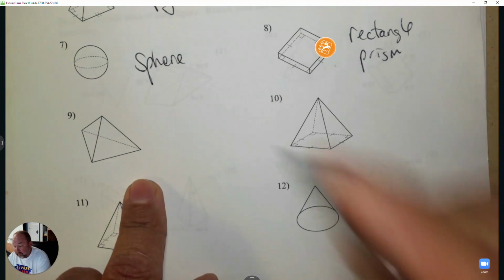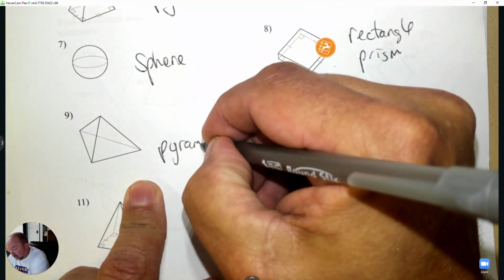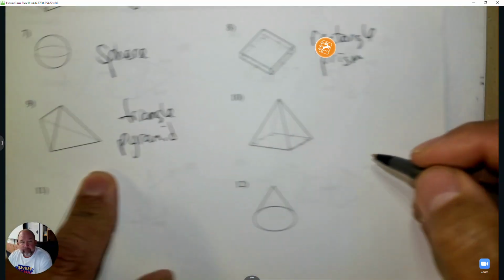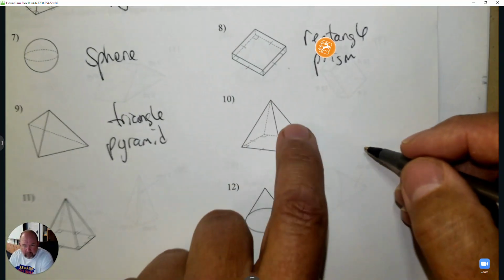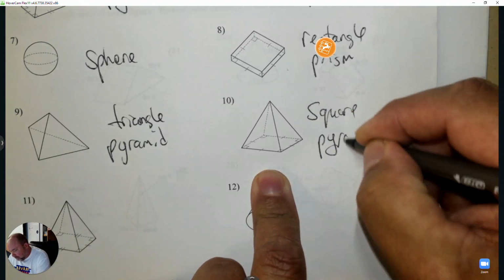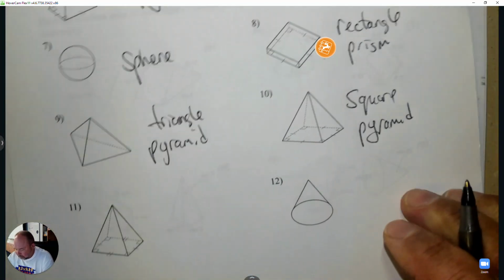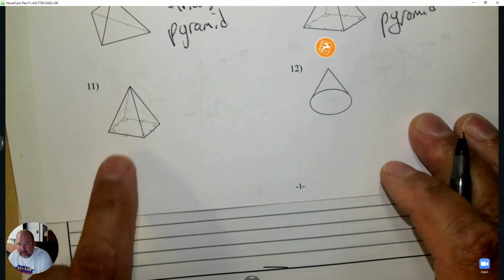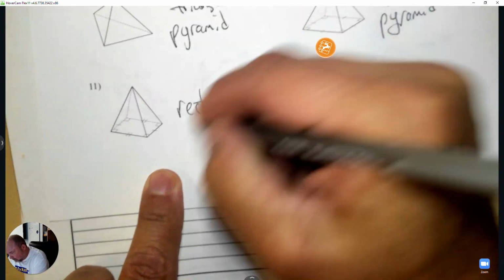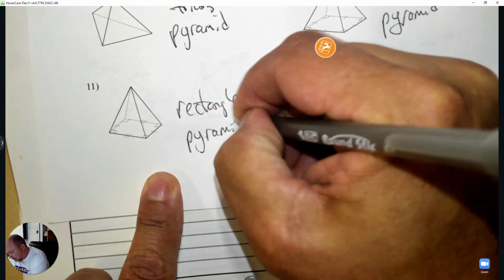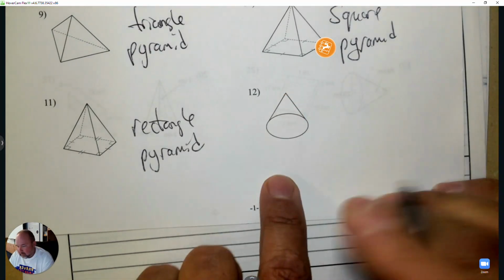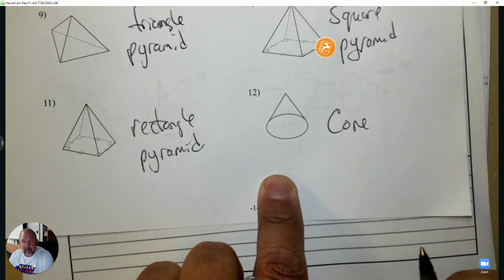This comes to a point. It's a pyramid, and they're all triangles. It's a triangle pyramid. Again, a pyramid. This is a square if you look carefully. So this is a square pyramid. Again, a pyramid. It's a rectangle pyramid again. And the circle comes to a point. This is a cone. All right, so those are our names.